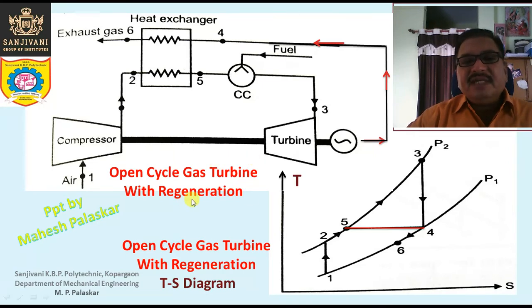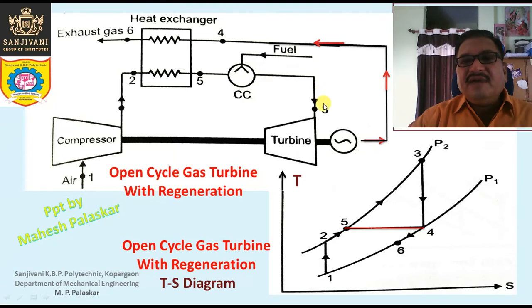Before going to the next process, this regeneration process we can study on the TS diagram, and we can compare both the diagrams, the schematic diagram with the TS diagram. So we can see that process 1-2 is compression. So this is the compressor. This is process 1-2, that is compression. Then process 2-5, that is the preheating process in the regenerator or the heat exchanger. So the air is preheated in the regenerator, that is process 2-5. Here you can see 2-5, here also you can see 2-5, right?